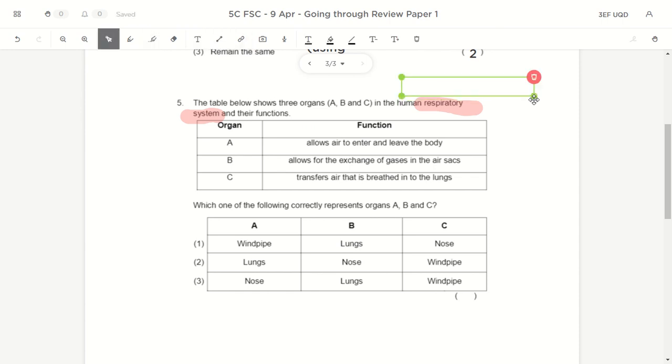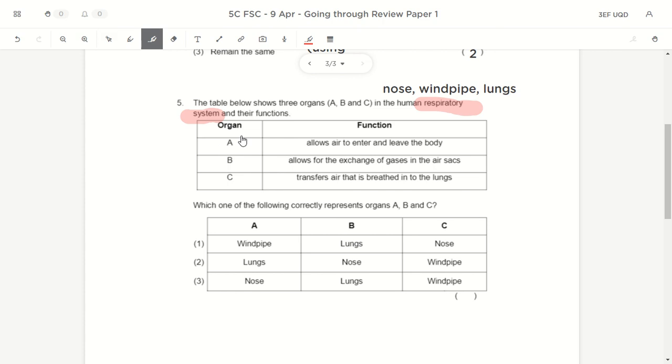We have the nose. Let's start from the top. We have the windpipe, we also have the lungs, and inside lungs we have our air sacs that allow the gaseous exchange to take place. Okay, so in our human respiratory system there are three organs: nose, windpipe, lungs. So which one is which one? Let's see. This one says A allows air to enter and leave the body. Allowing air to enter and leave the body must be the nose.